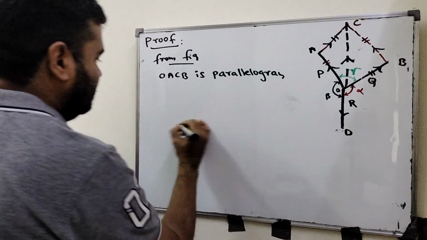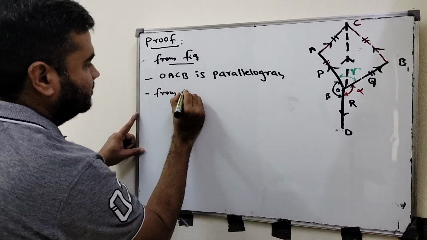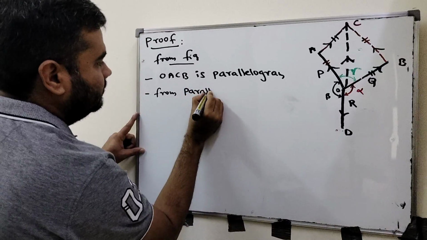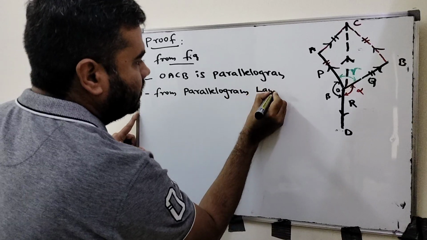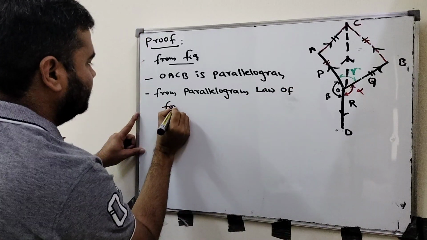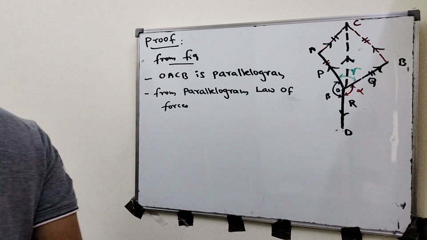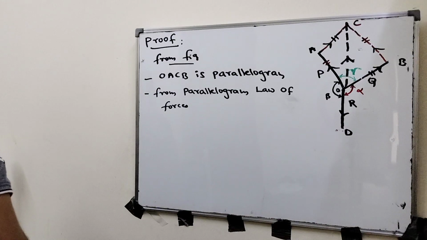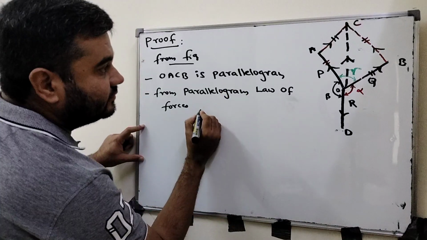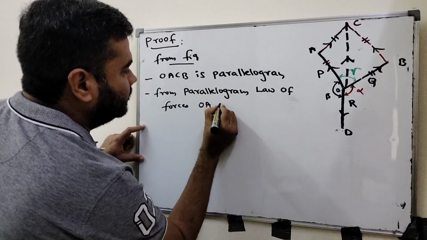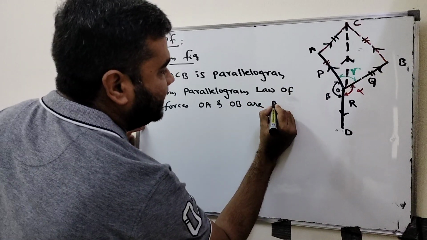Okay. So from the parallelogram law of forces, OA and OB are adjacent sides.